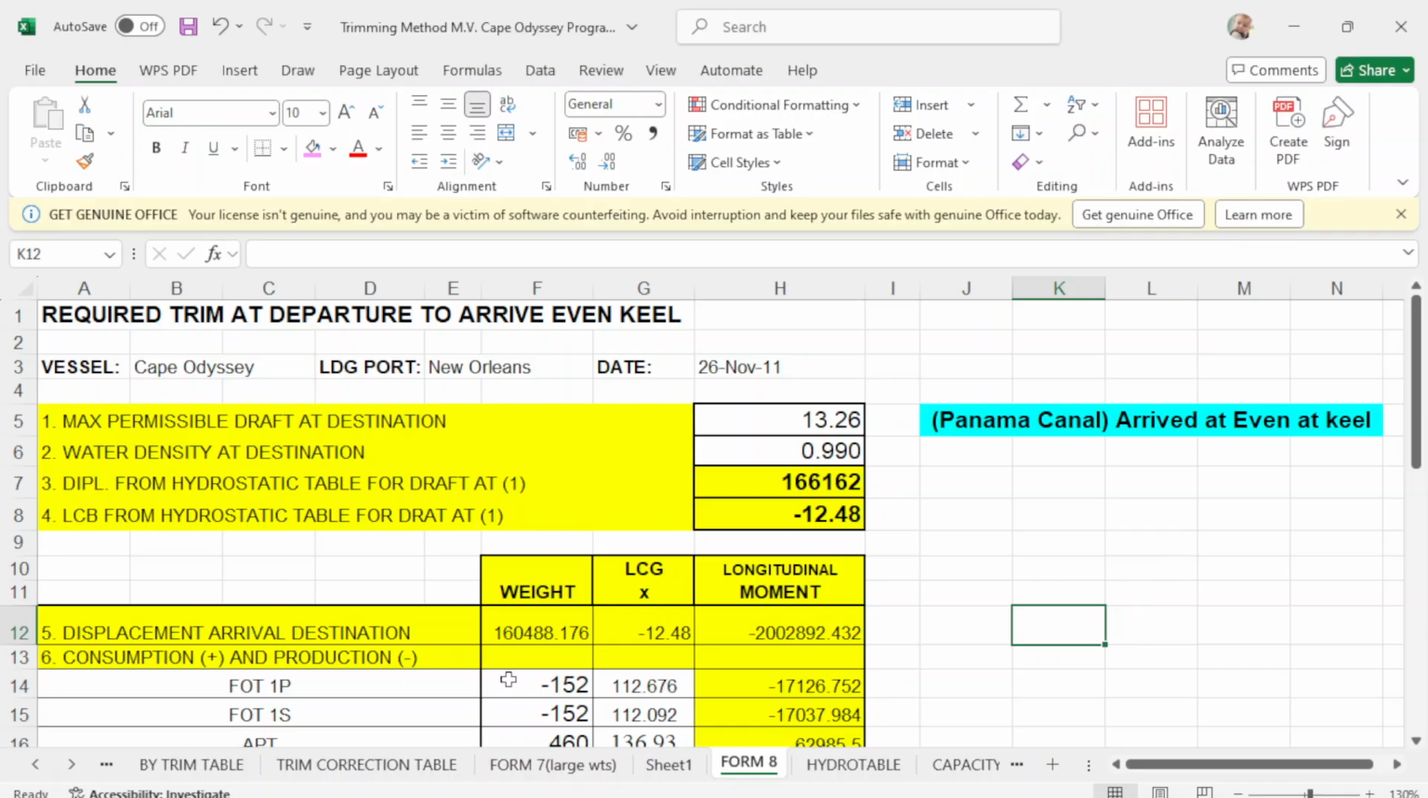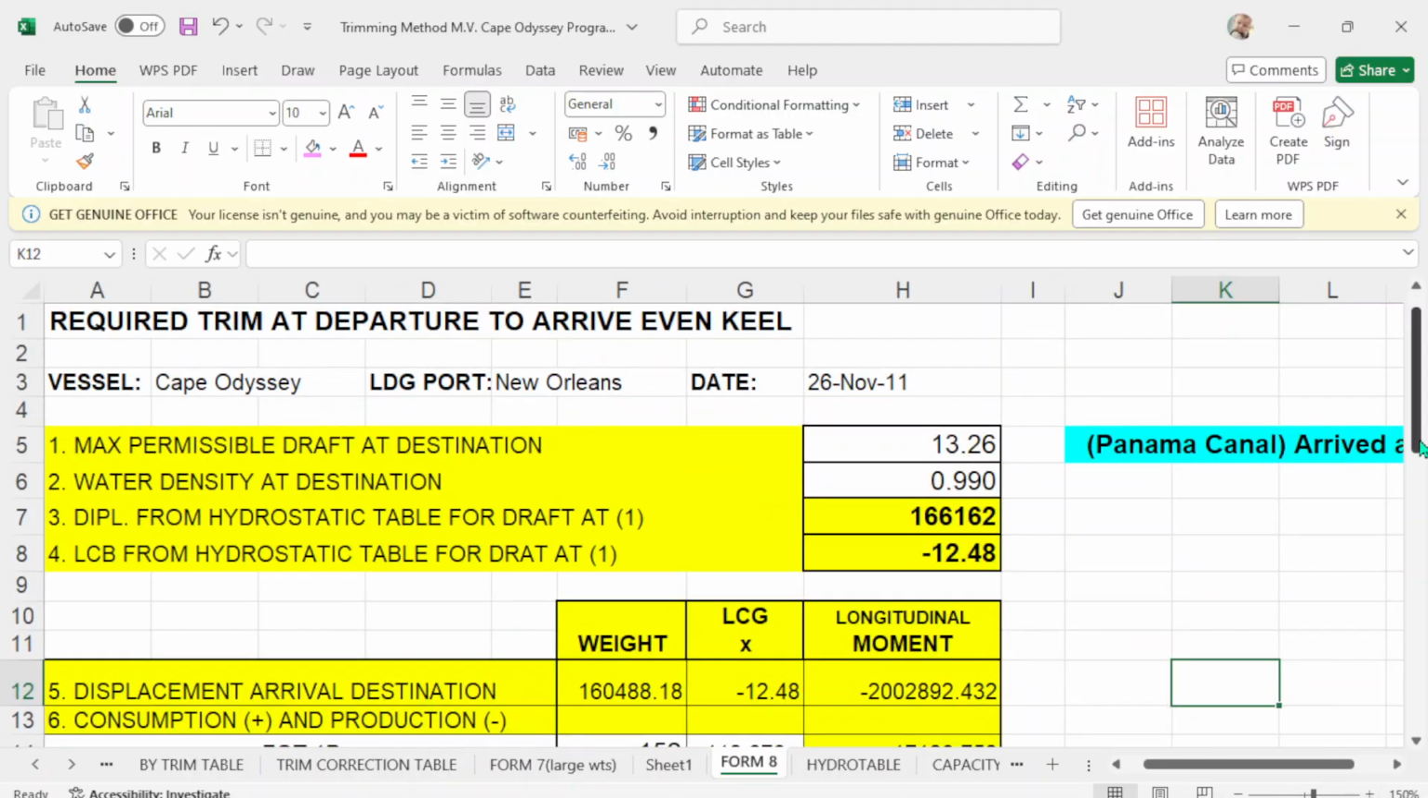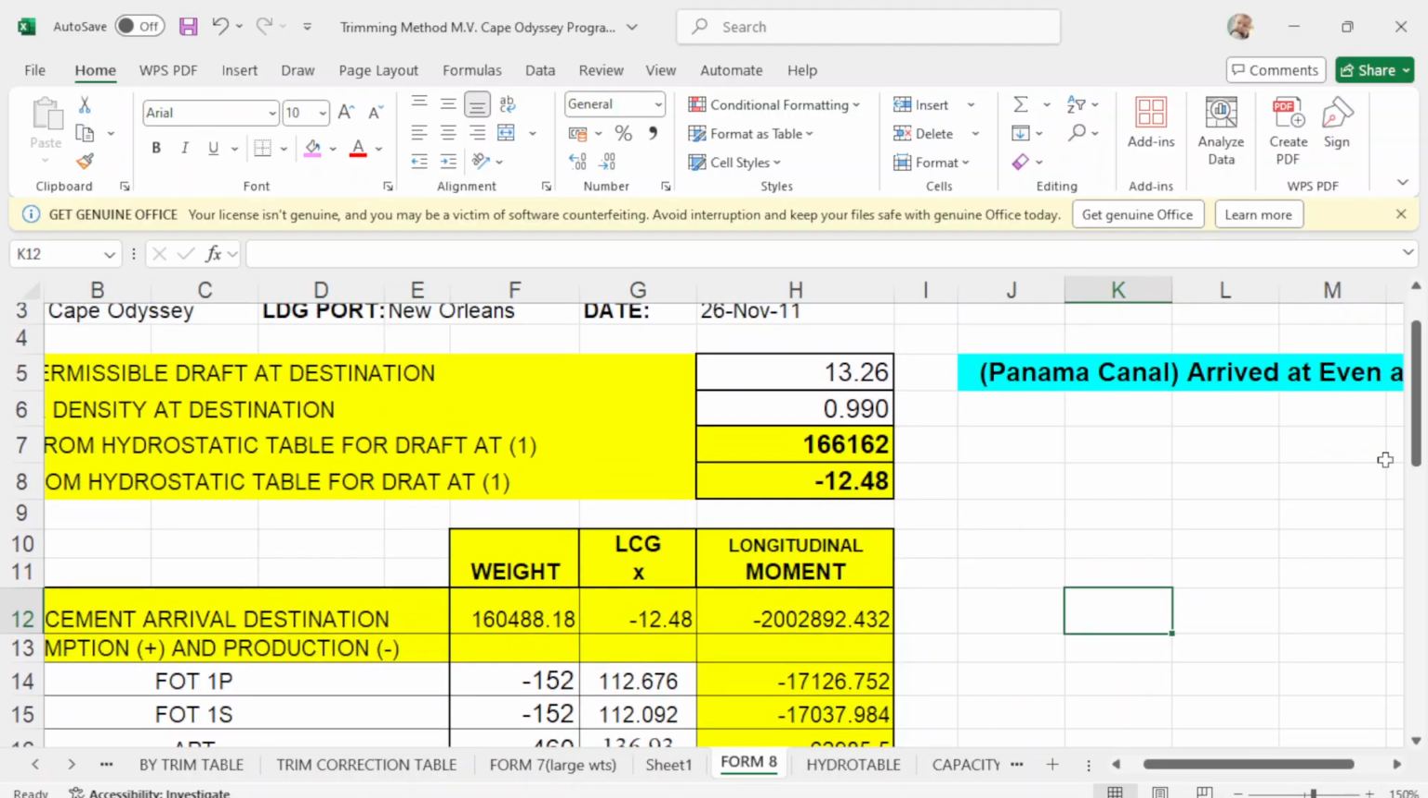Okay, number 5, you have the weight, LCG, and longitudinal moment or LCG moment. I'll make this a little bigger. So how did you get this weight and your LCG? Your LCG is from number 8. You just put it down here. Slide it down. This will be your LCG of negative 12.48. And how to get the weight?